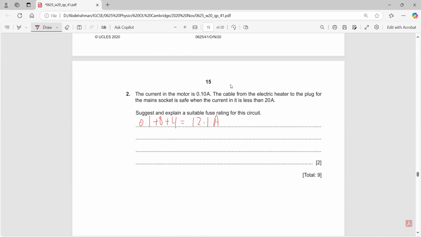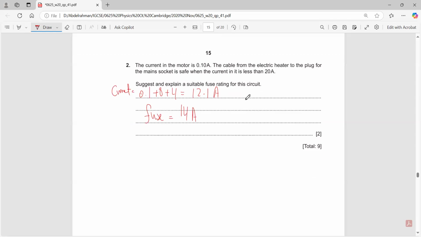So it would be suitable to use, this is the total current. A fuse, if you say a fuse of 14 amperes, 15, 16, 17, whatever, anything less than 20, so that the wires themselves wouldn't overheat or melt.